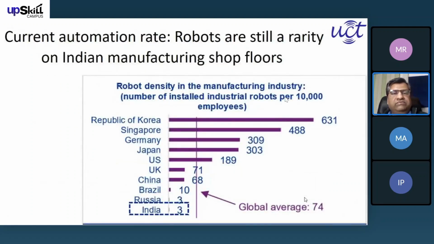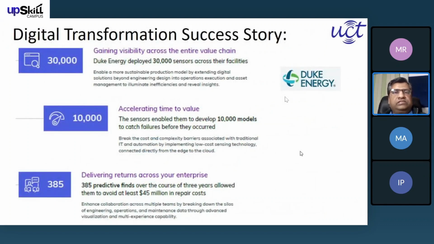And if we talk about country-wise adoption, in India we are still lagging far behind. This is taken as a case of how robots are being utilized on the shop floor, one case taken for digital transformation. So India is much behind compared to Russia, Brazil, China, the UK and the US, with only 3 industrial robots per 10,000 employees. But South Korea is at the topmost level, utilizing 631 robots per 10,000 employees. So other countries are much ahead in adoption of digital transformation.